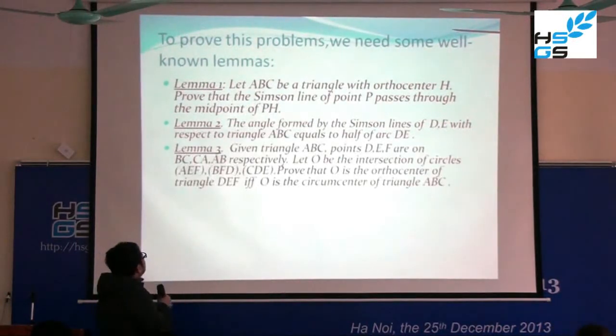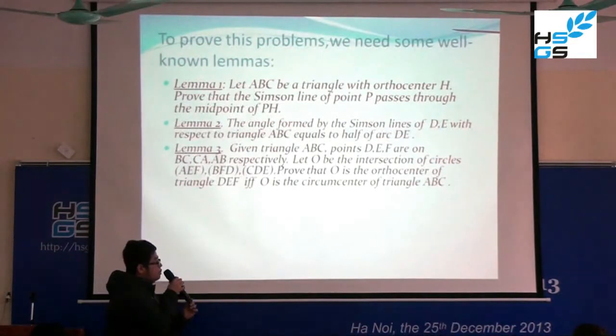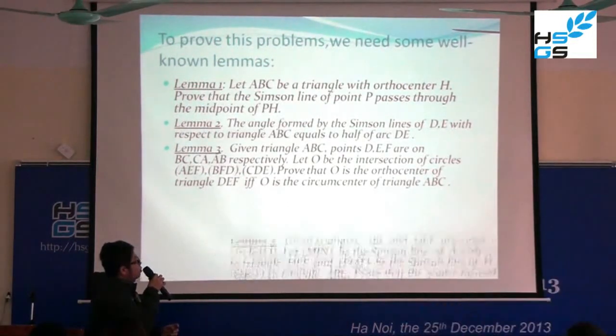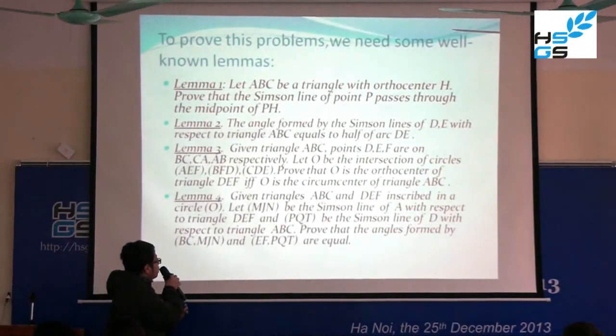arc DE. Lemma 3, given triangle ABC, points D, E, F are on BC, CA, AB respectively. Let O be the intersection of circles AEF, BFD, CDE. Prove that O is the orthocenter of triangle DEF if and only if O is the circumcenter of triangle ABC.